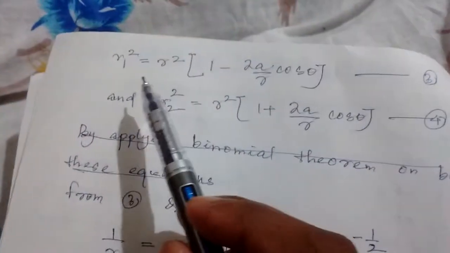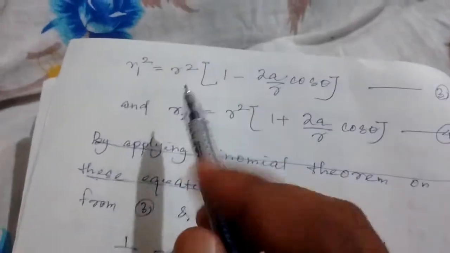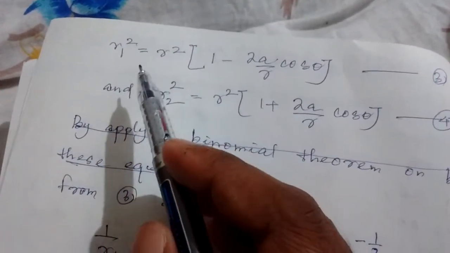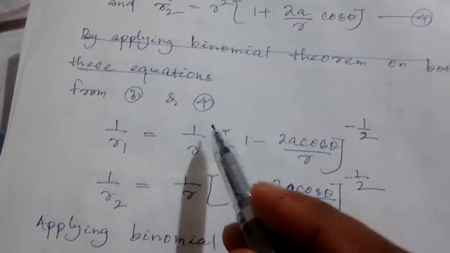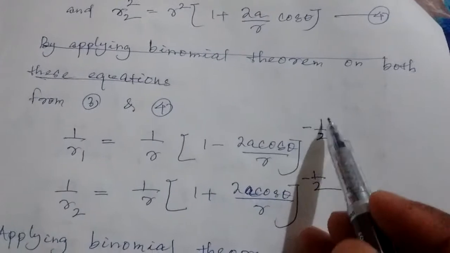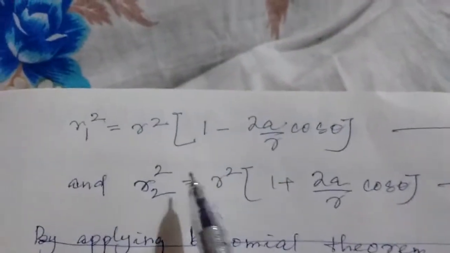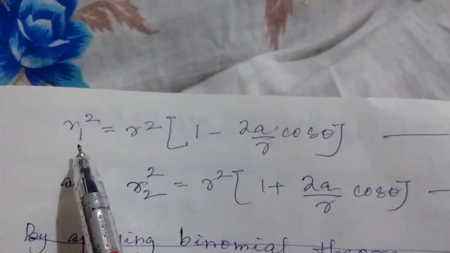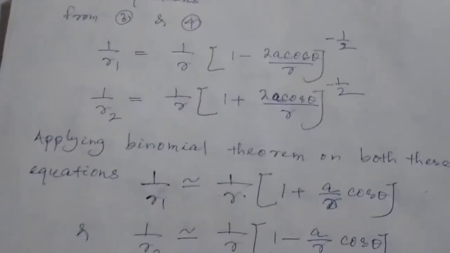From these two equations, here we are getting R1 square, here it is R2 square. Just take the root on both sides and then take the reciprocal on both sides. It will become 1 by R1 equals 1 by R into the bracket raised to the power minus 1 by 2, that means 1 by root over of something. The step is, first take the root on both sides, then take the reciprocal on both sides. The resulting terms will be like this.